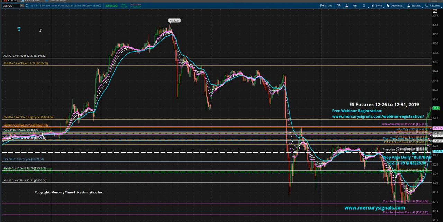Right here, you have an example of momentum, the cyan line going sideways, consolidating. The cyan line will always move first, and then at the point where the little white dashes cross from under, up and through, that is your long signal.